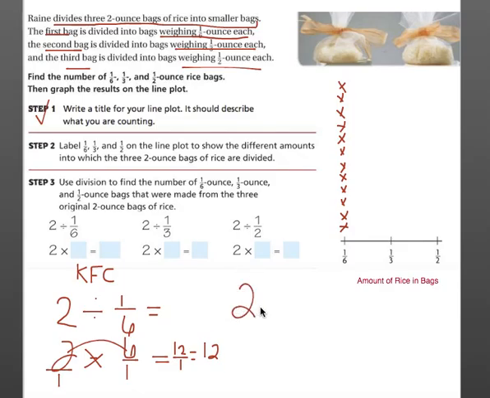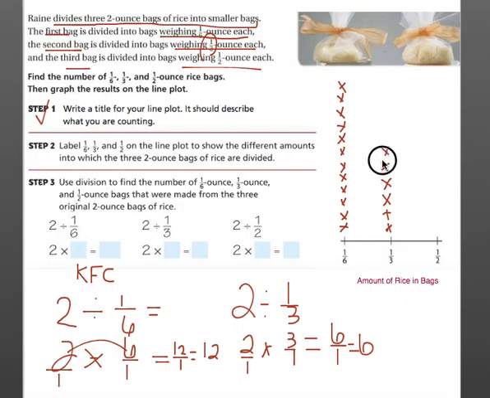So let's try the second bag. Again, we're taking 2 and we're going to divide it into 1/3 ounce bags. So I need to go back to my KFC. My first one stays the same. I flip my second fraction and change the symbol. Put it over 1. So 2 times 3 is 6 over 1, which equals 6. So when I divided a 2-ounce bag into 1/3, I got 6. So that's 1, 2, 3, 4, 5, 6.